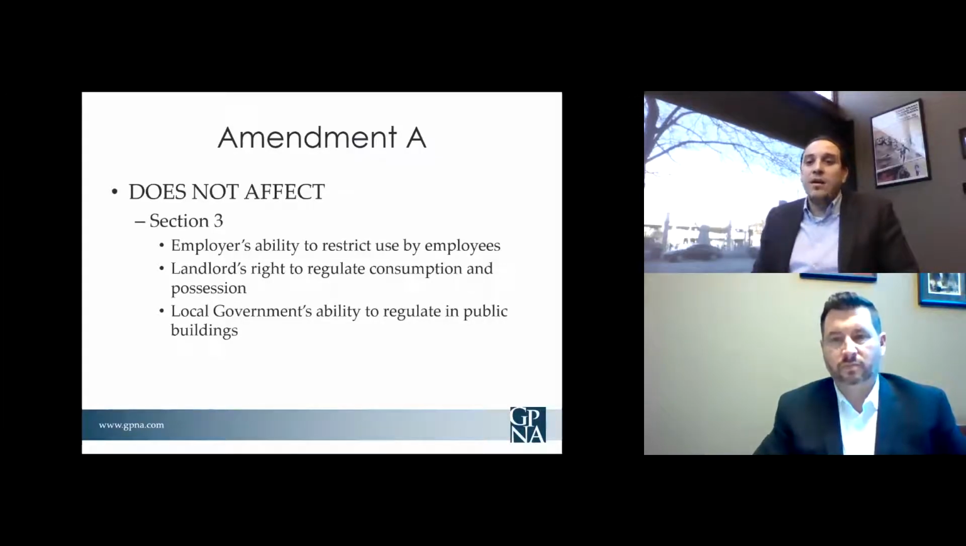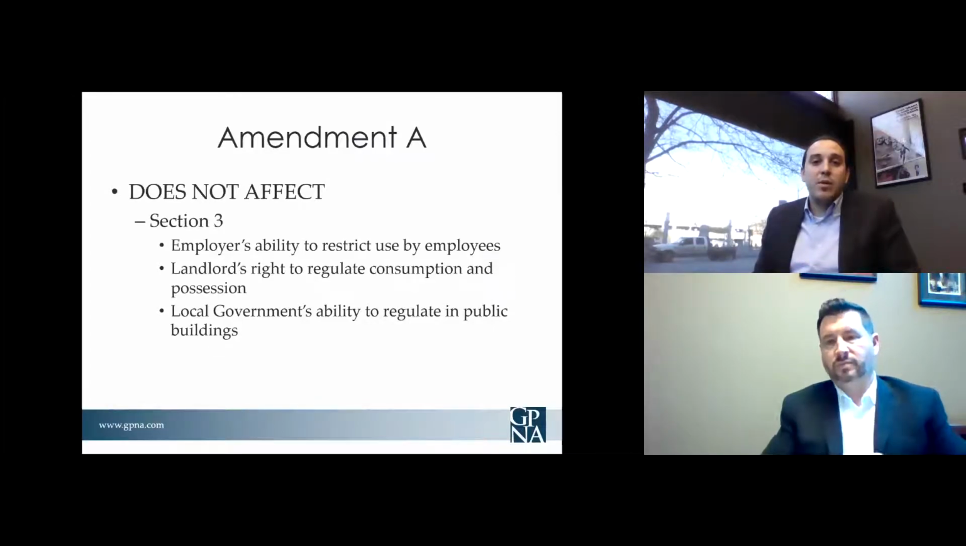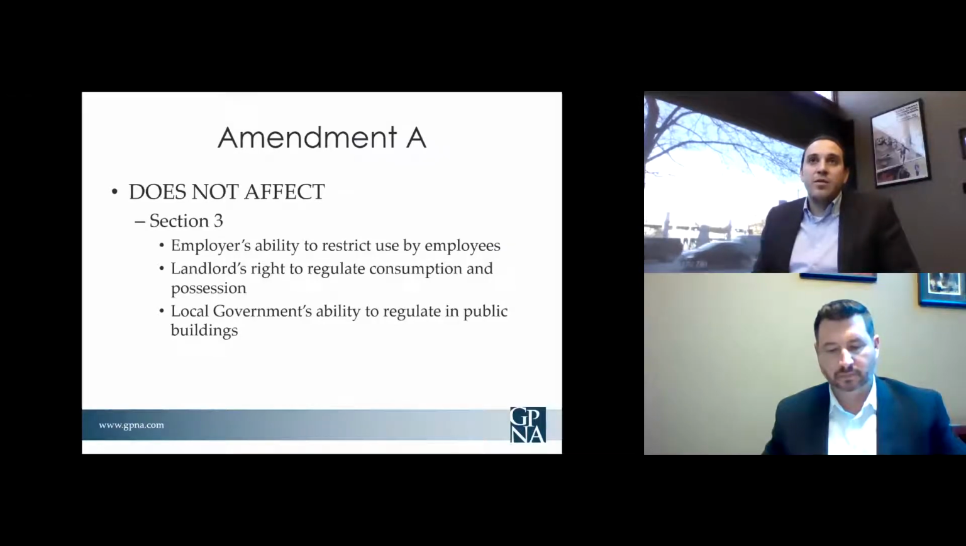So employers can continue to prohibit the use of marijuana by its employees. They can prohibit employees from coming to work impaired, just like they could prohibit the impairment of employees by alcohol or other substances. They don't have to make accommodations for employees' use under the law. They can continue to drug test and terminate employees for the use of marijuana. So it does not impact employers' abilities to operate their businesses the way they see fit.